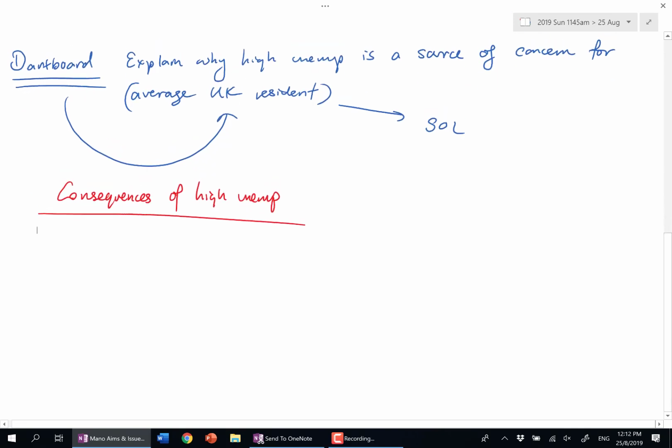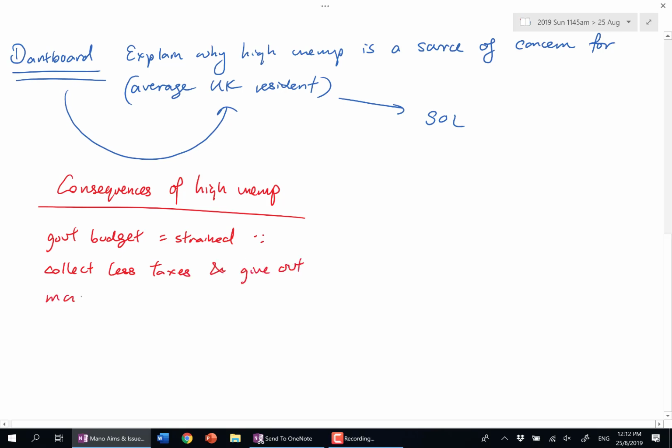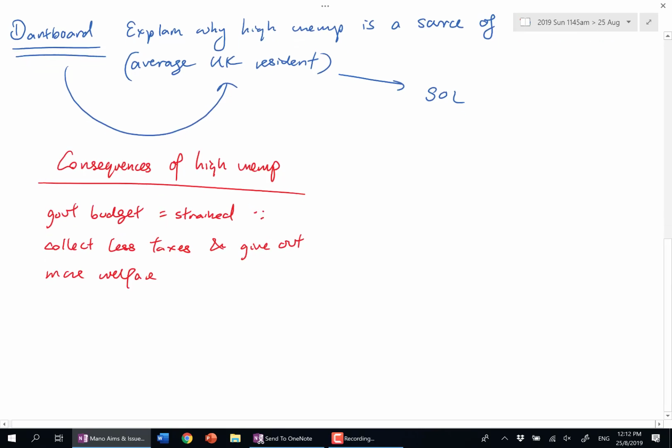If you just look at what you have in the school notes, usually we'll say, oh, when there's high unemployment, the government budget will be under strain. Why? Because you collect less taxes and you give out more welfare. If you check your notes, they should have a point here on the government budget. You have to give out unemployment benefits. Oh, and people are not earning income, you're not getting taxes.